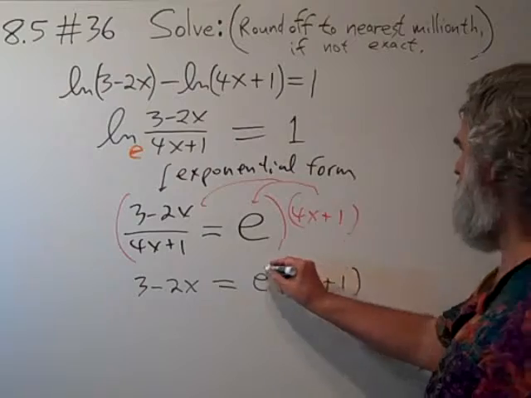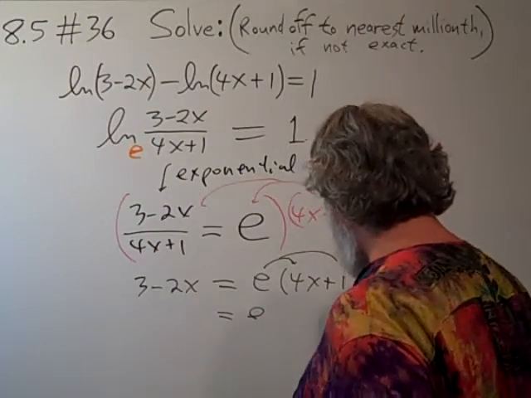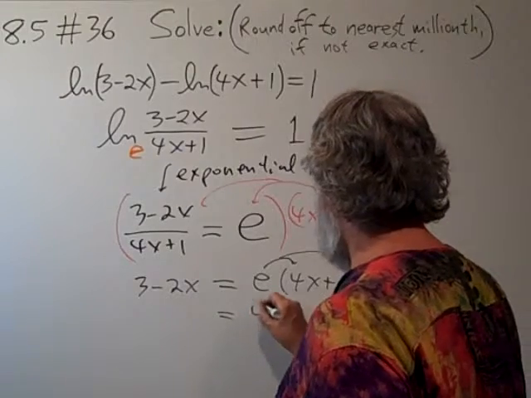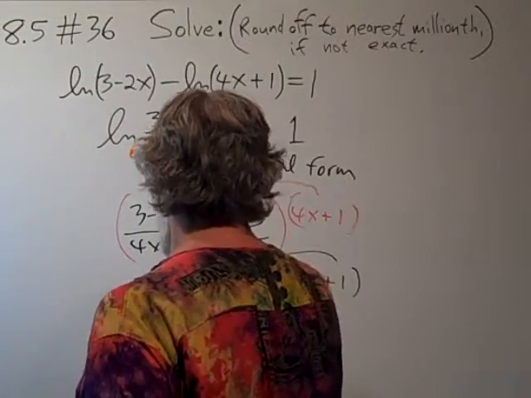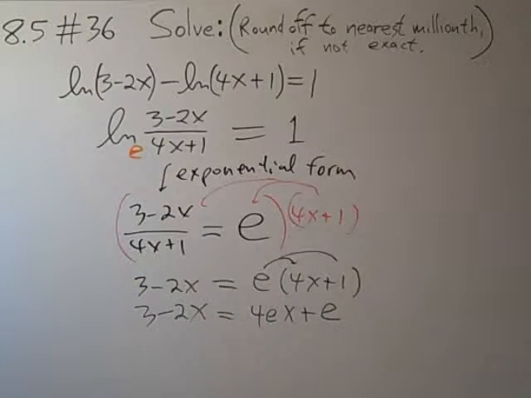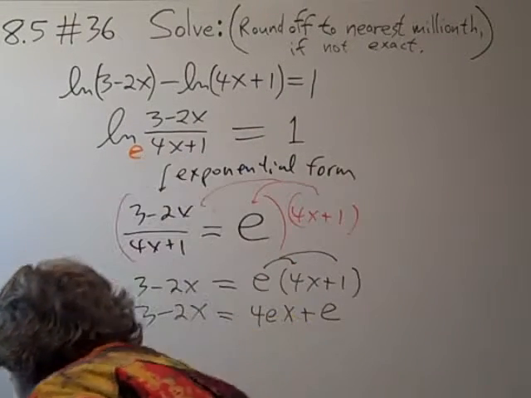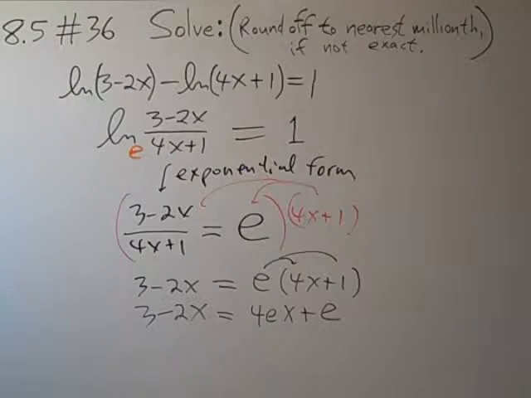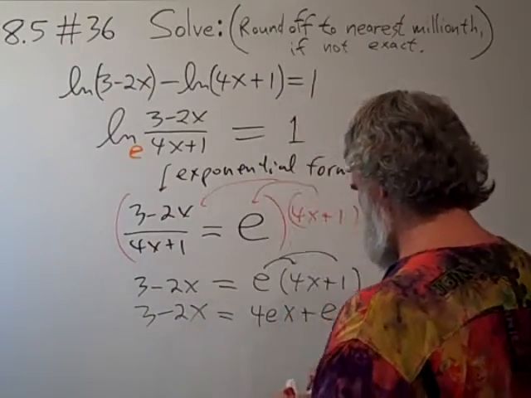And then distributing the e through the parentheses here, this is equal to 4ex plus e. And we want to get all the x's on the same side of the equal sign. So let's add 2x to both sides.